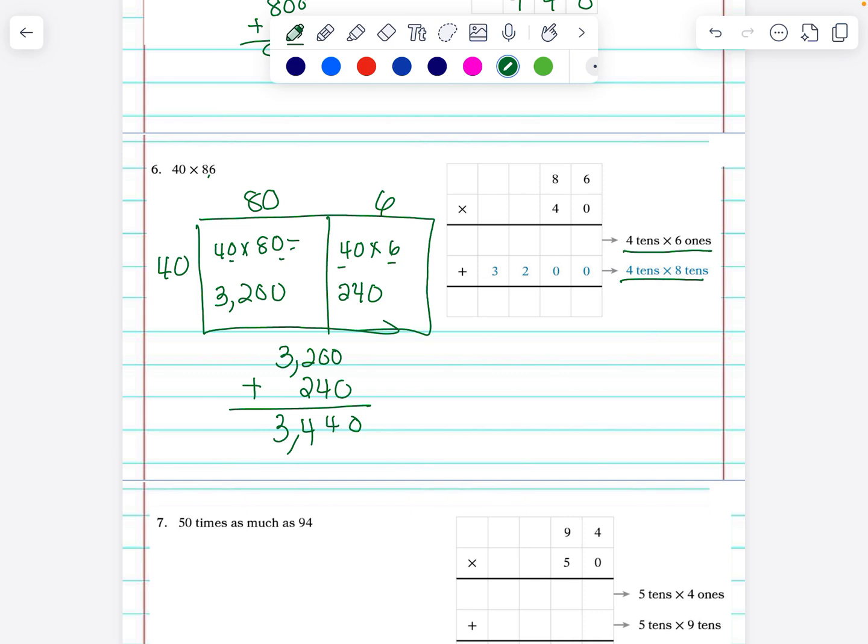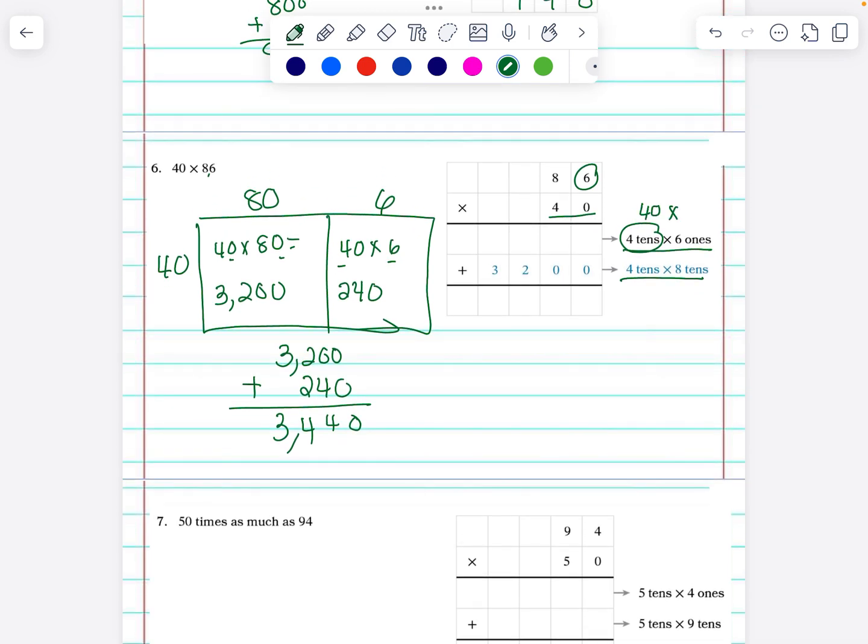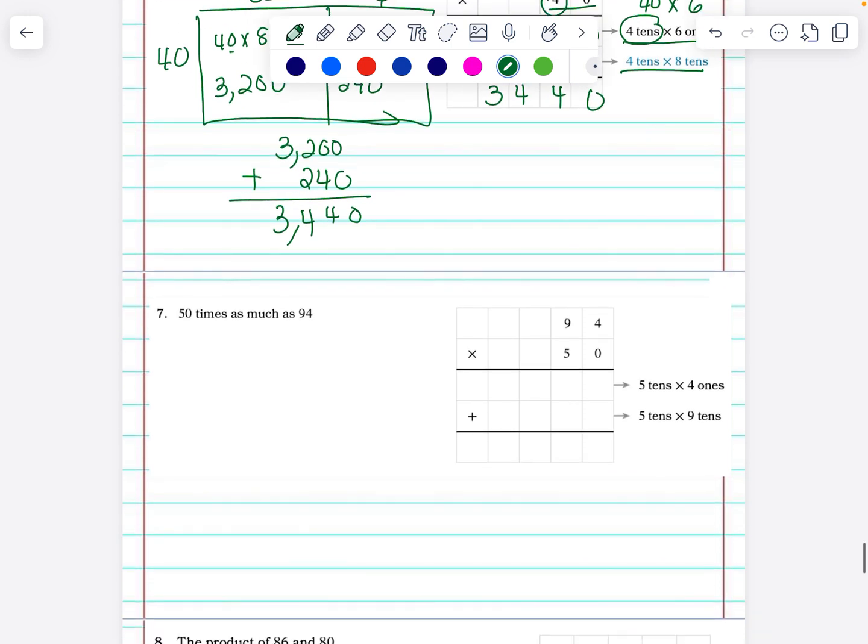Let's look up here. 4 tens times 6 ones. 4 tens times 6 ones, 240. 4 tens times 8 tens, 3,200. Add the two together, we have 3,440. Let's do number 7 and check it.